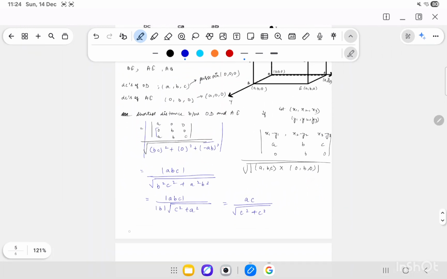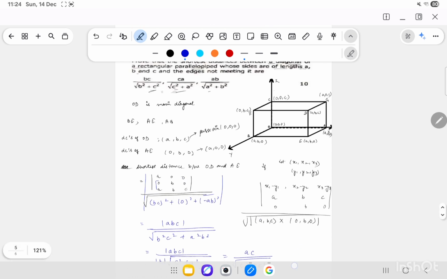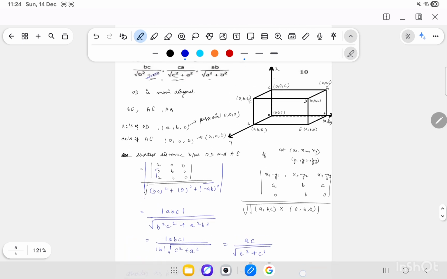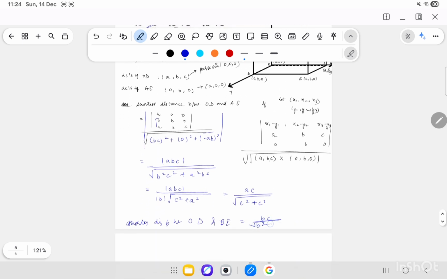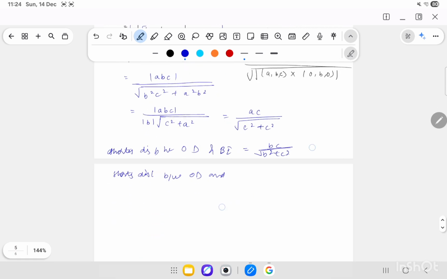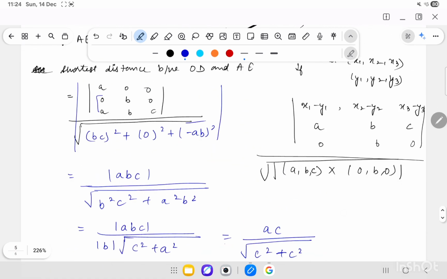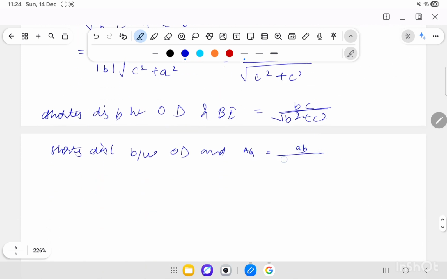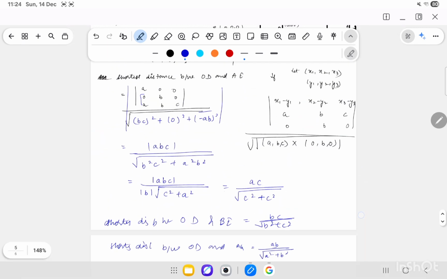Likewise, you can show that the shortest distance between OD and BE will be equal to this one, and the shortest distance between OD and AG will be equal to ab divided by the square root of a squared plus b squared. So that's how we calculate, and that's all we were supposed to show.